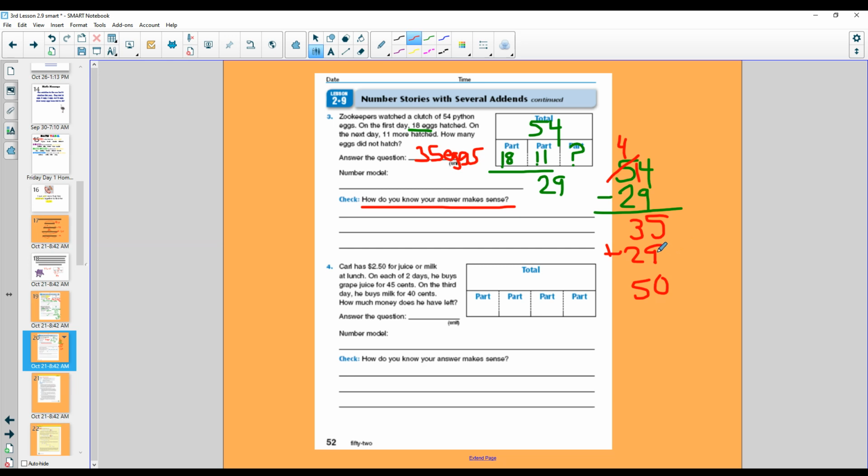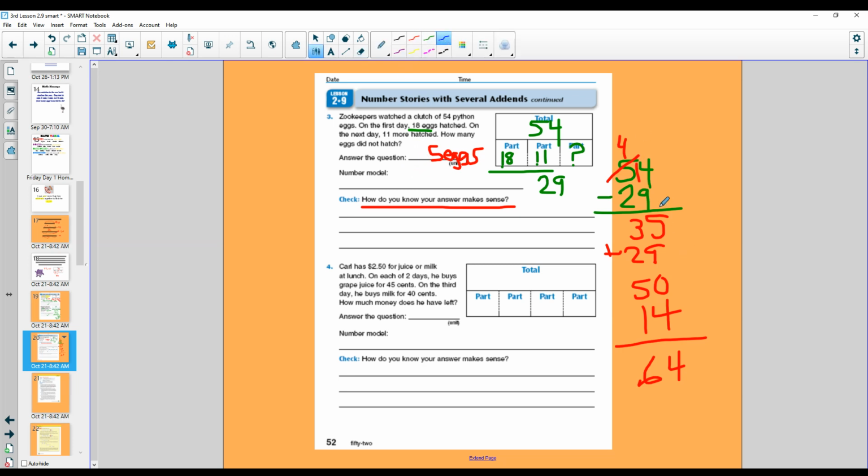Okay. 9, 10, 11, 12, 13, 14. Uh-oh, I might have done something wrong. I did. I subtracted wrong. Look at this. You guys, I got 64 for an answer, and that does not match here. So I need to go back. My answer doesn't make sense. Oh my goodness, I see the mistake that I made.